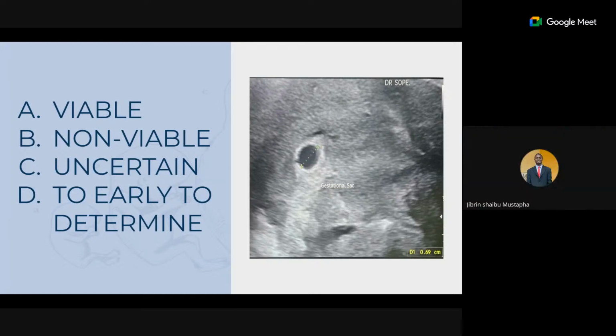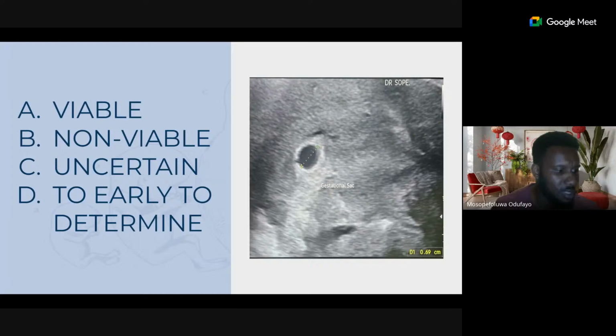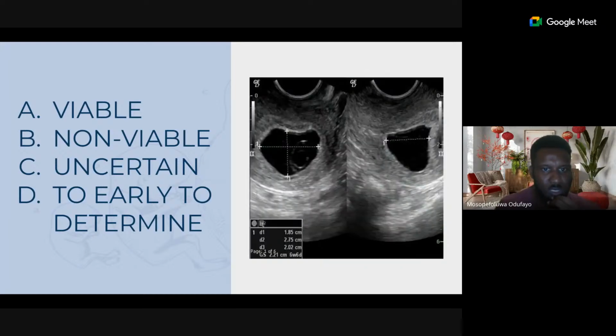Too early to determine. Fantastic. Someone says too early to determine, and they're very correct. We have to give this some more time before we determine that. So this one, now, is tricky.